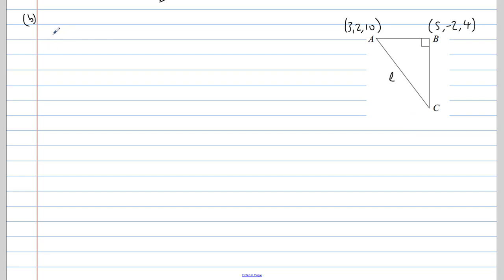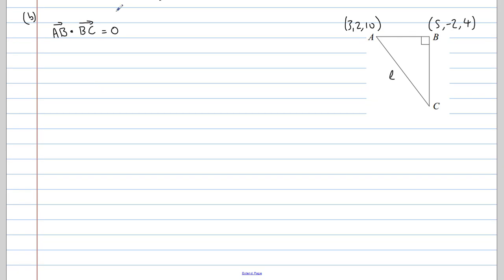And that tells us that if we do the dot product of AB with BC, we will get 0. So AB we already know from earlier is 2, minus 4, minus 6. But we don't know C, so BC will have to be written as an expression. To get BC, we would do OC minus OB. Now we already know OB, we don't know the value of OC, but what we do know is that it's on line L.